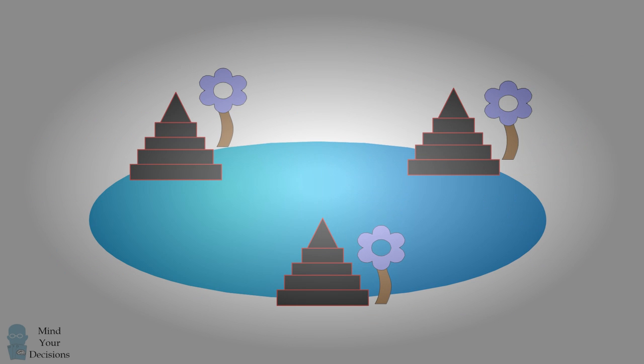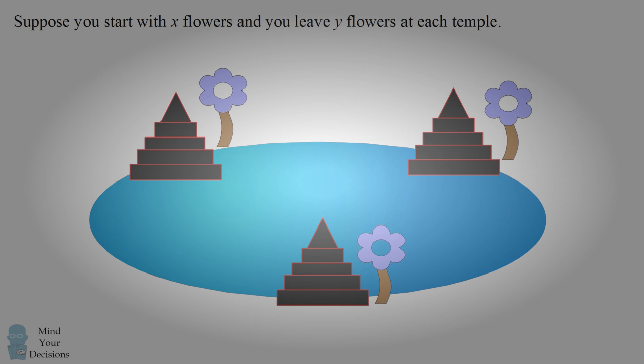We will solve the problem algebraically. Imagine you start with X flowers and you leave Y flowers at each temple. Let's keep track of how many flowers you have at each part of the trip. You start out with X flowers. When you swim in the pond, the number of flowers you have triples to 3x.